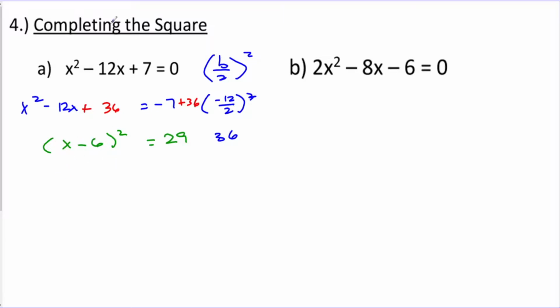If you notice, this looks a whole lot like the square root method now. Not a coincidence. We just completed the square. So I'm going to square root both sides. X minus 6 equals, don't forget your plus or minus, the square root of 29.